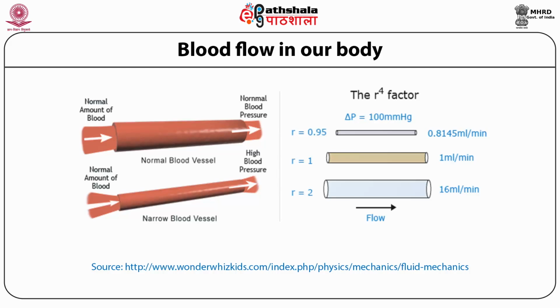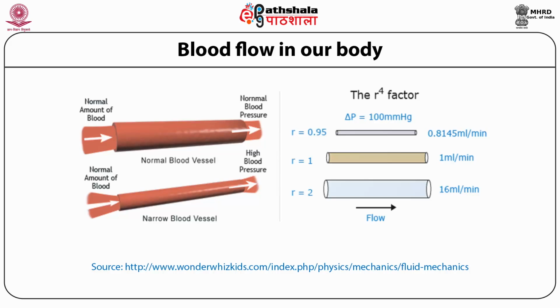If the radius of the blood vessel goes to 1, then you have increased blood flow, and when you double the radius again, the blood flow gets increased by 16 times. So here we have the r to the power 4 factor involved, which can be easily seen through this example, from where this r to the power 4 factor is coming.